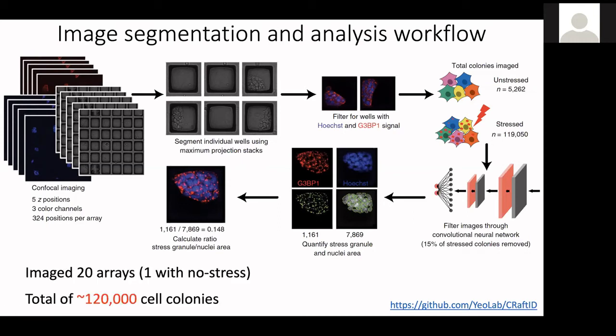And so in total, we performed imaging across 20 arrays for our screen, which is a total of about 120,000 cell colonies. So if you remember, each target in our library has 10 guide RNAs targeting it. And we covered our whole library at about 10x coverage because there are 12,000 individual guide RNAs in our library. So in total, per given RBP, you can say that we have about 100x coverage at the guide RNA level relative to the number of colonies that we're imaging.